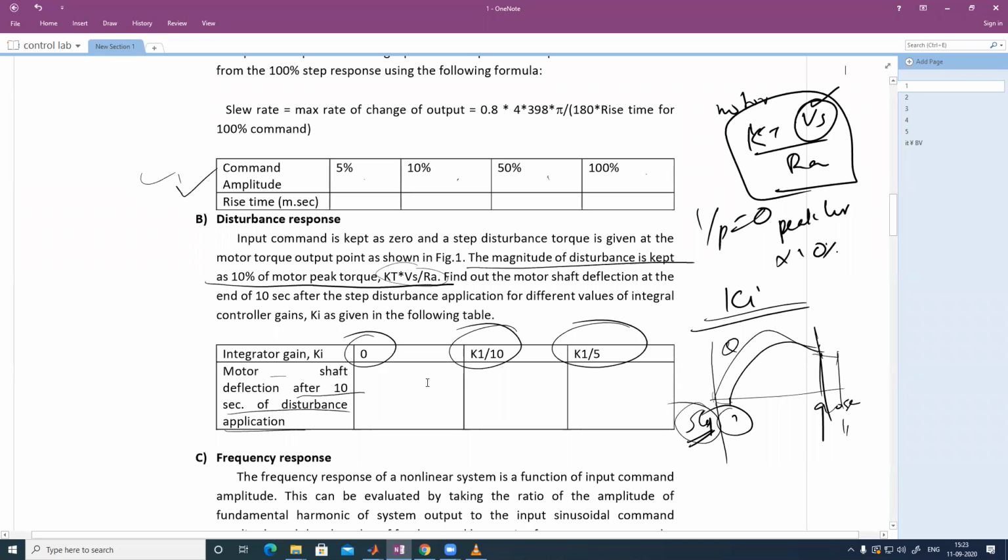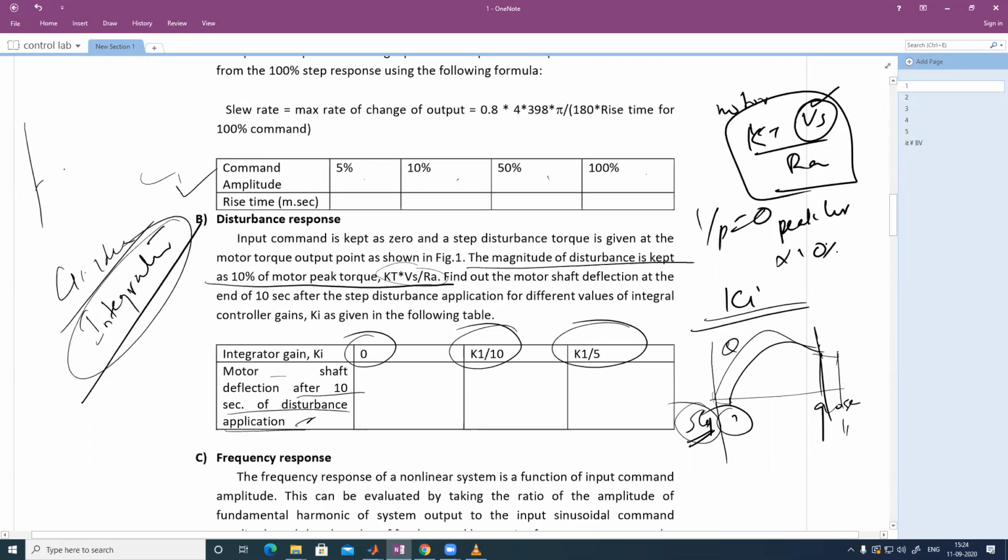So motor shaft deflection you have to measure, and this will give you an idea about what the integrator is doing. The integrator is used when your response is not settling to steady state, when a steady state error is there. To make the steady state error equal to 0, you are using an integral controller.